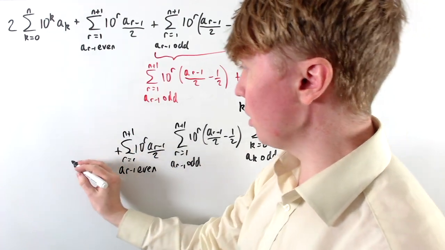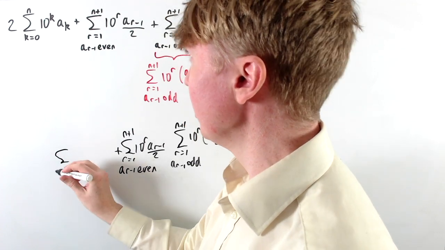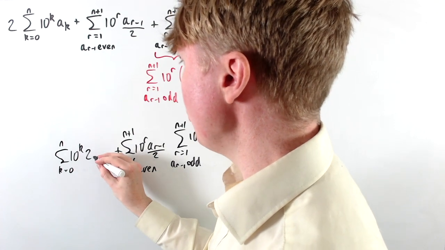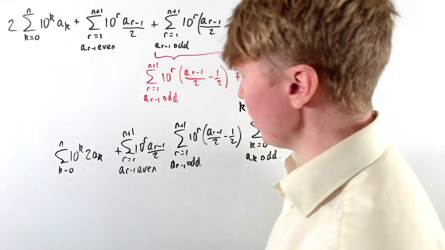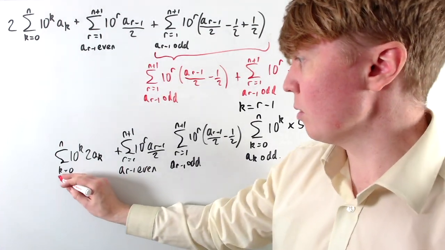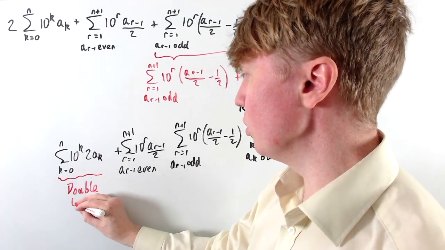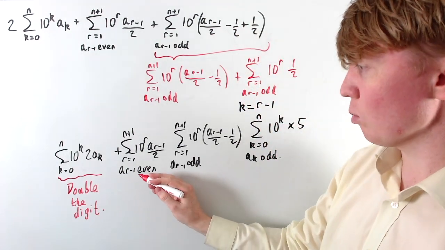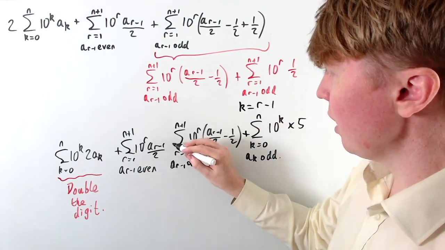And finally we've also got this original sum, and I'll take the 2 inside here, so we'll write this as the sum going from k equals 0 up to n of 10 to the k times 2 times our original digit ak there. So now this is a really nice way of seeing the original multiplication by 7 split up into lots of different sums. So this first sum here is just where we double the digit, so we can label this double the original digit. And then for our second two sums, split up into the case where we've got an even digit or an odd digit. There should be a plus sign there as well, and there.